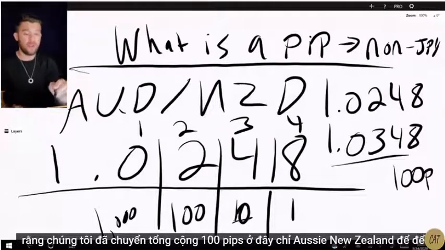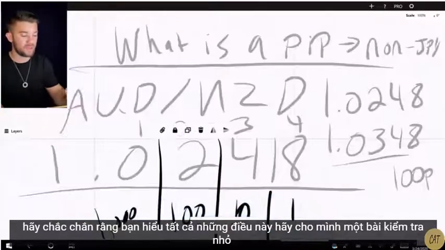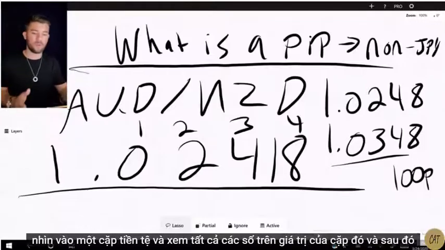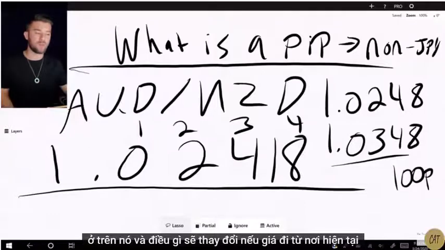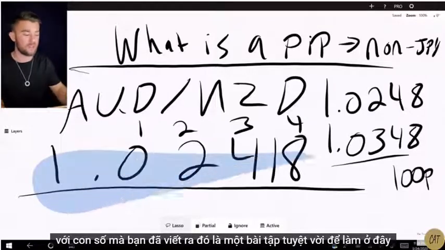So in order to be absolutely sure that you understand all this, give yourself a little test. Look at a currency pair and look at all the numbers on that pair's value, and then ask yourself what would change. Write down another random number below or above it, and what would change if price went from where it is now to that number that you wrote down. That's a great exercise to do here in this case.